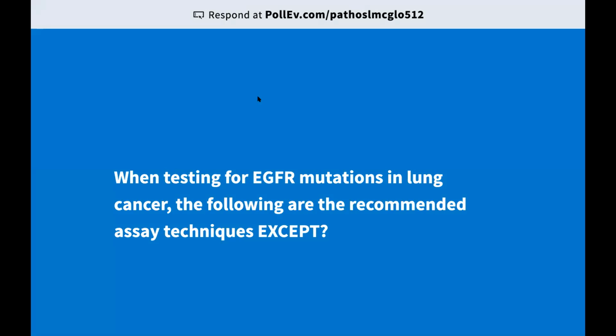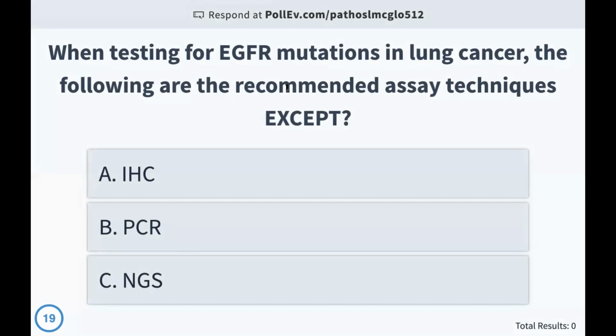So for the first question, when testing for EGFR mutations in lung cancer, the following are the recommended assay techniques, except: is it A, IHC, letter B, PCR, or letter C, NGS?